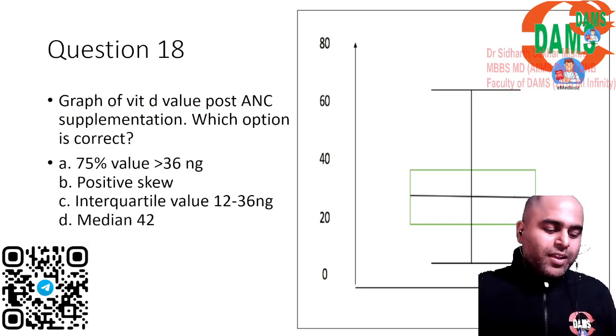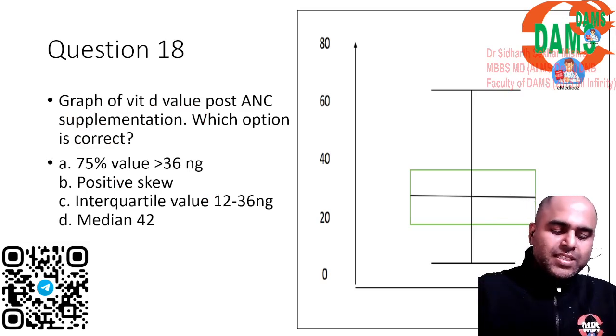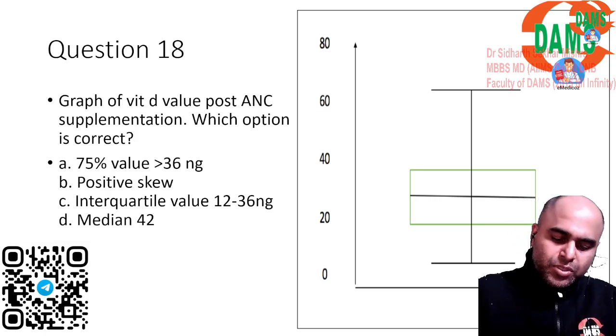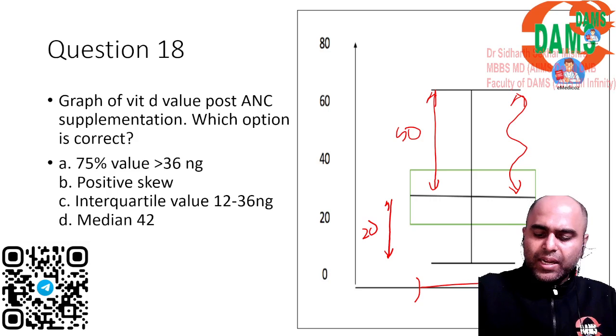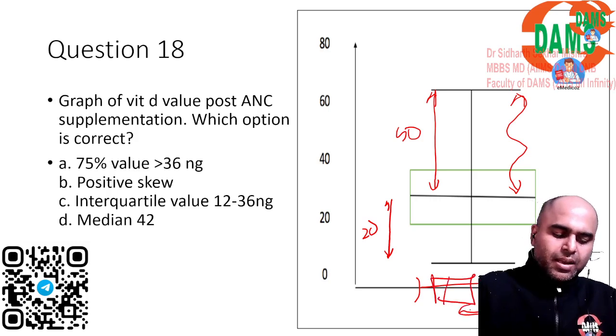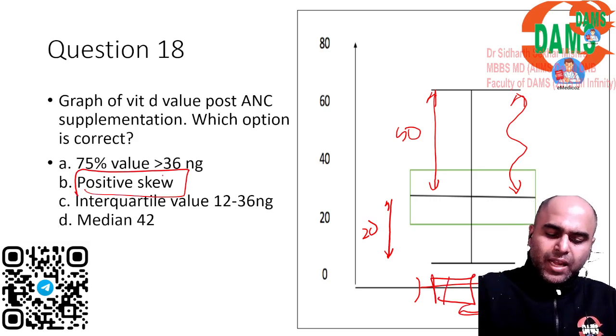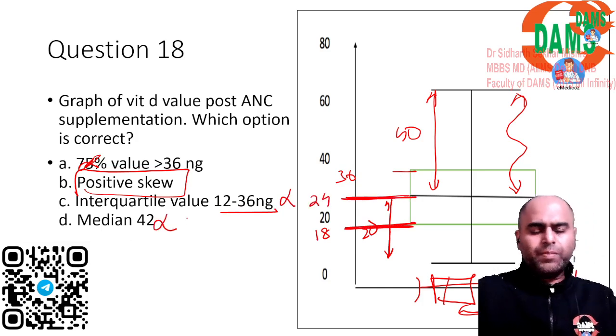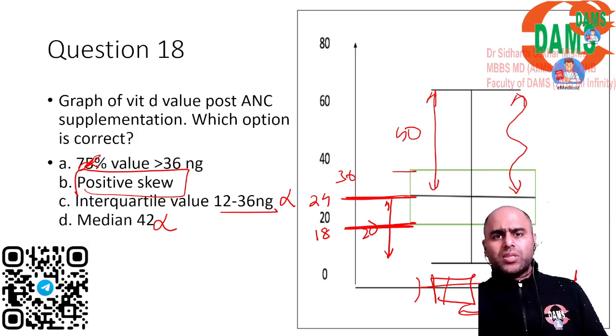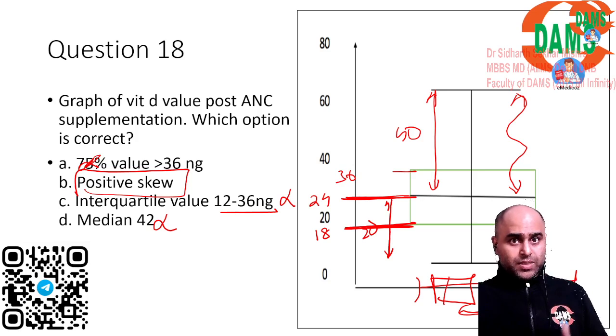Girls are overthinkers. Graph of vitamin D value post ANC supplementation. Which option is correct? Over here, if you see, here the data is only for 20 people, here the data is for 40 people. So there is more data on this side. If I rotate it, it will look something like this. So this is right skewed, 75% above 36. It is not 75%. Interquartile value is around 18 to 36. Again, this can't be the answer. Median is here. Median is around 24. This can't be the answer. So single best answer, this was a positive skewed box whisker plot.